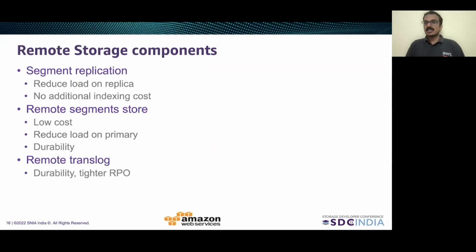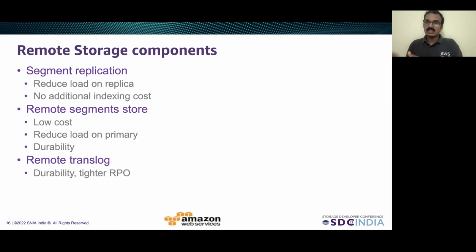Going into the remote storage components, what are the pieces that constitute this huge support for remote storage in OpenSearch? First one is segment replication. As I mentioned, in the current system of local storage, the documents get replicated to the replica node. We call that doc replication, or document replication. In the new model, instead of sending the document, we are sending the segments. It's called segment replication. We can send the segments from primary to replica directly.